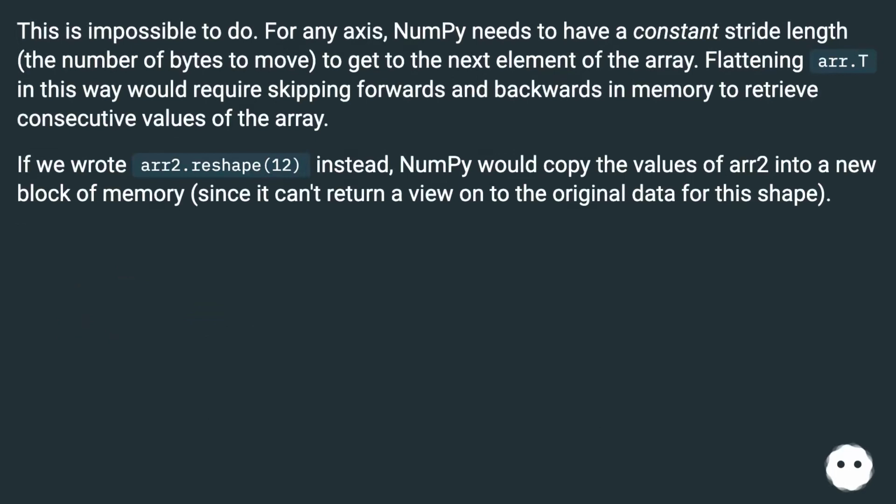For any axis, numpy needs to have a constant stride length, the number of bytes to move, to get to the next element of the array. Flattening ARR.T in this way would require skipping forwards and backwards in memory to retrieve consecutive values of the array. If we wrote ARR2.reshape(12) instead, numpy would copy the values of ARR2 into a new block of memory, since it can't return a view onto the original data for this shape.